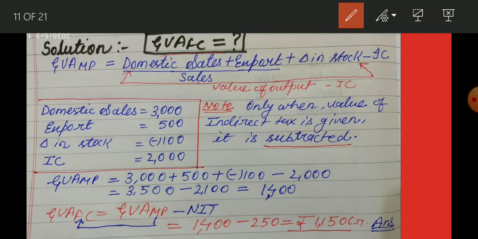When we add domestic sales plus export, we are able to get the value of sales. Okay, so domestic sales plus export plus change in stock creates the value of output, and the sum total of domestic sales plus export is sales. In this way domestic sales plus export plus change in stock gives us the value of output, and from it when we subtract the value of intermediate consumption, we are able to get the value of GVA MP.